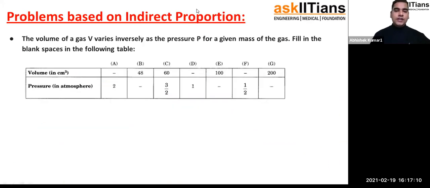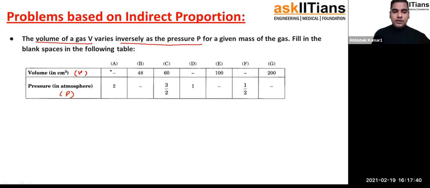Okay, so now we are going to do problems which are based on indirect proportion. The first problem is the volume of a gas, which we have denoted by V. V varies inversely as the pressure P. For a given mass of a gas, fill in the blank spaces for the following. So here P is varying inversely to V. We have to find out all these unknowns.